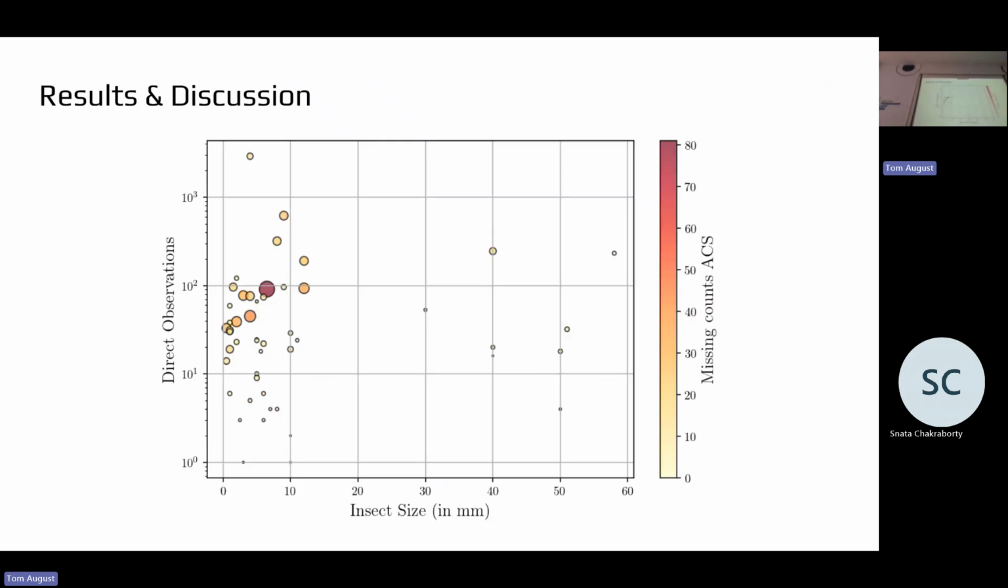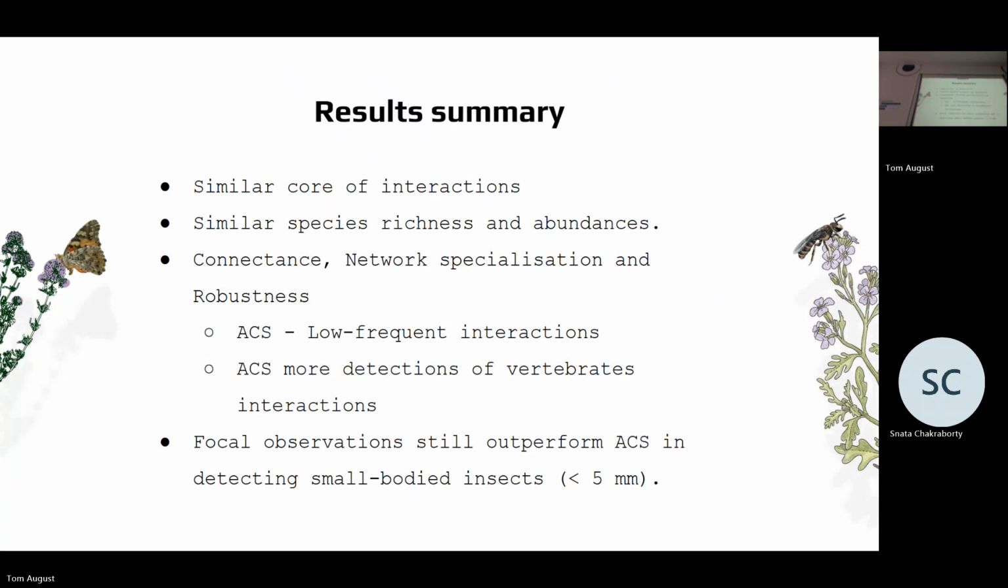And when we plot the interactions that the automatic camera system missed, we saw that it was about the insect size. Here we have an exception because this pollinator, Syrphidae, went a lot to a plant with human observations. So it was bigger than 5 millimeters, but most of those under 5 millimeters were less detected by the automatic camera systems. That's why in the first graph I showed you there were some interactions detected only by the direct observations.